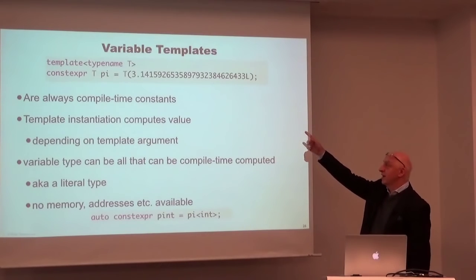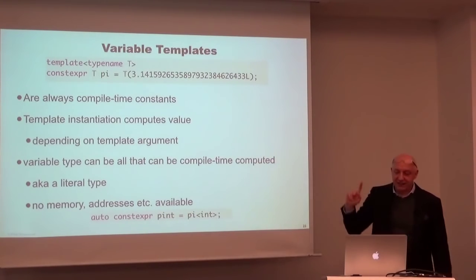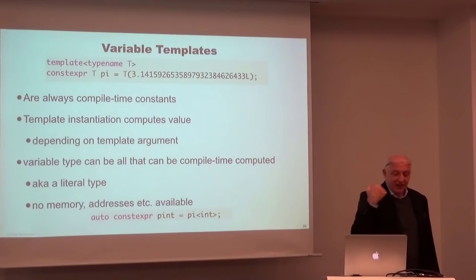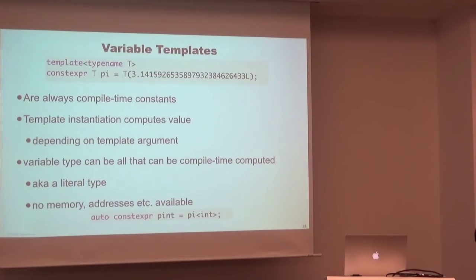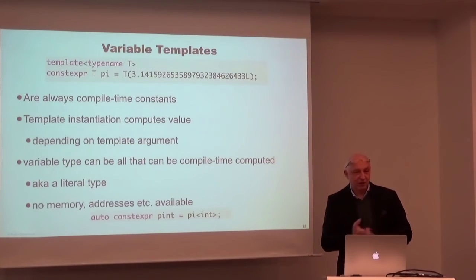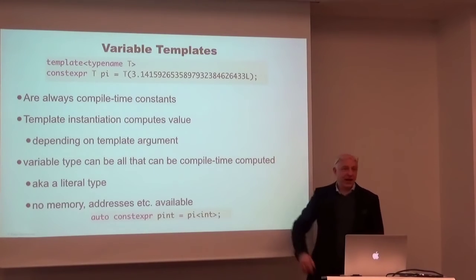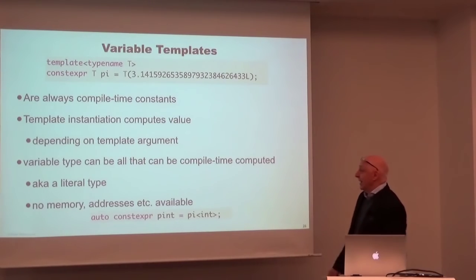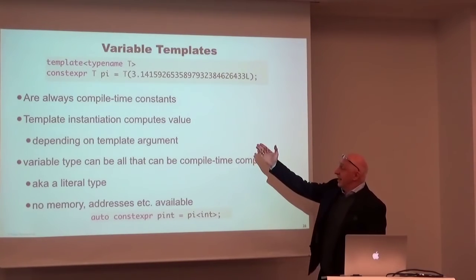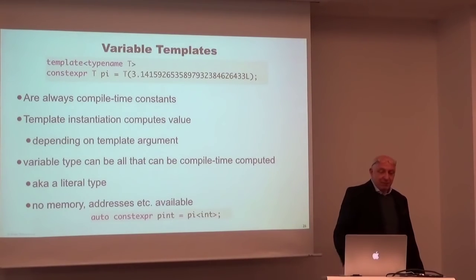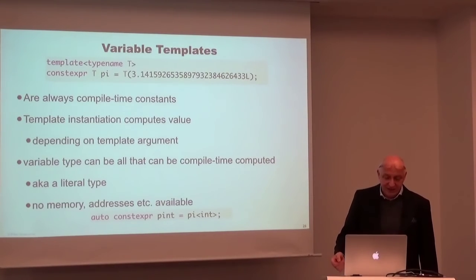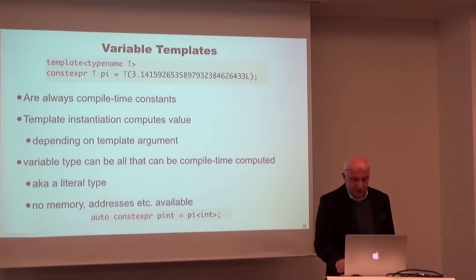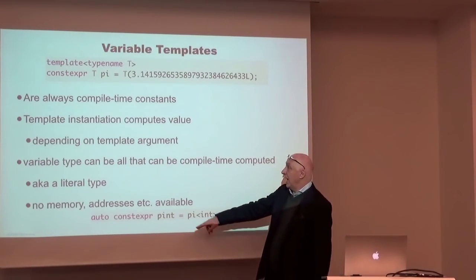This is the example you find in the standard. That's one of the most brain-dead things to do, but it's possible to define constants based on the type, like pi, based on T. So you can make T a complex double or a float, or even make a pint out of pi int, which is 3 liters or whatever your measure is. These variable templates, again, are always compile time constants, and they will be computed. That's the generic example.